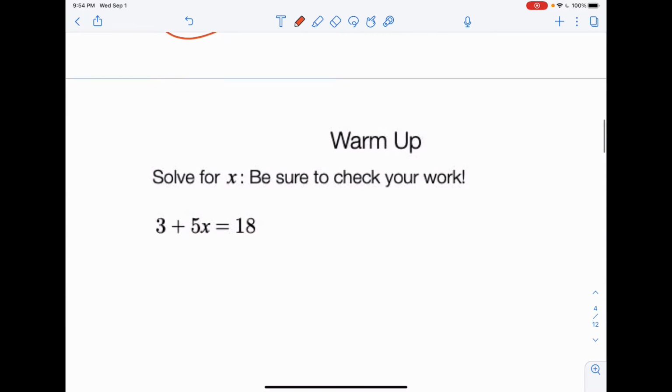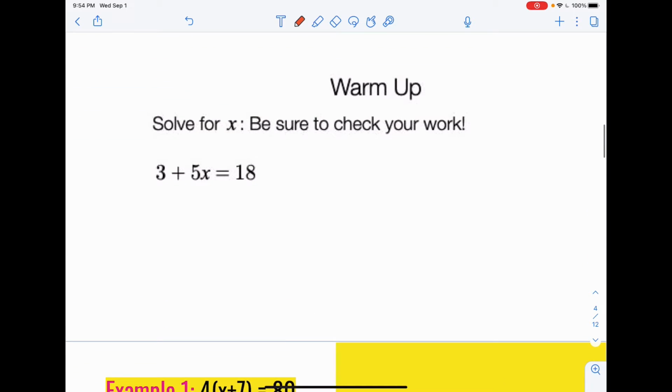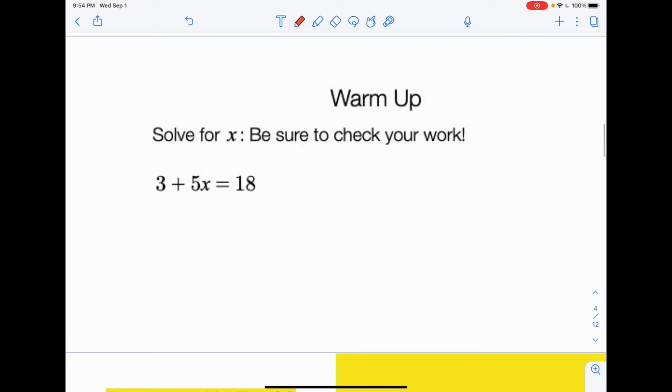And then the next one is two-step equation solving. Let's go ahead and solve this equation for x. We'll always start with the constant term, which is 3. Since 3 is positive, we're going to do the inverse operation and subtract 3 from both sides.